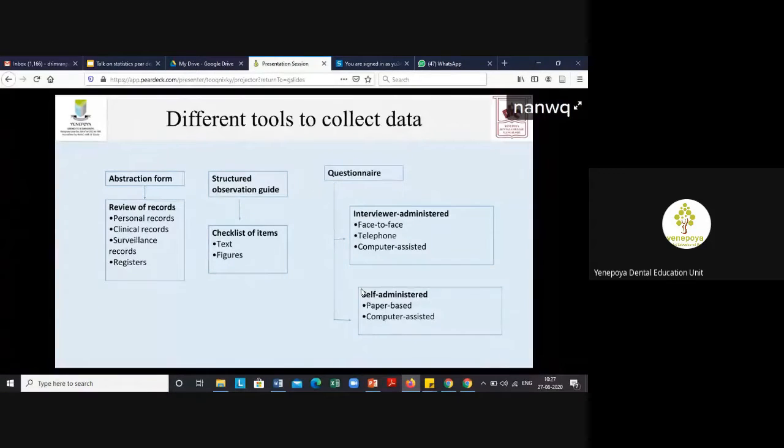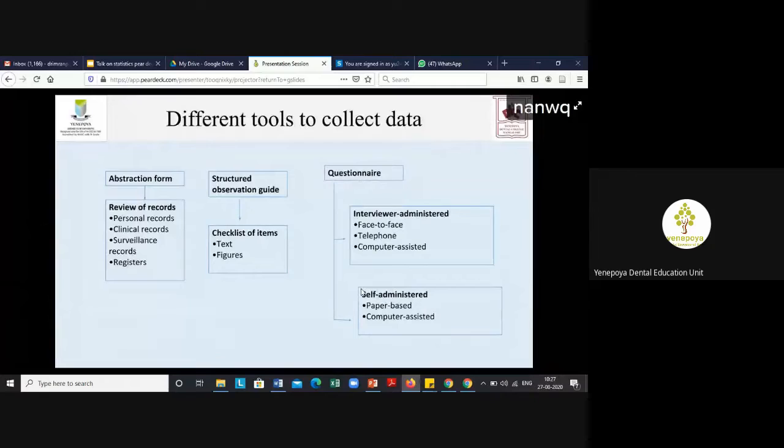Structured observation guide. There are a lot of checklists which can be used for this. A simple example: if you want to see how well the patient is following infection control in the clinic, what will we do? You will create one simple checklist. He washes his hand before every patient.